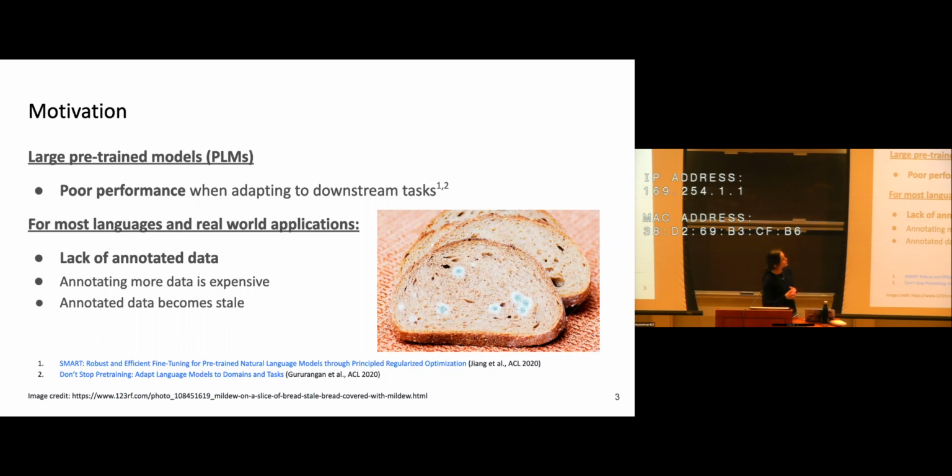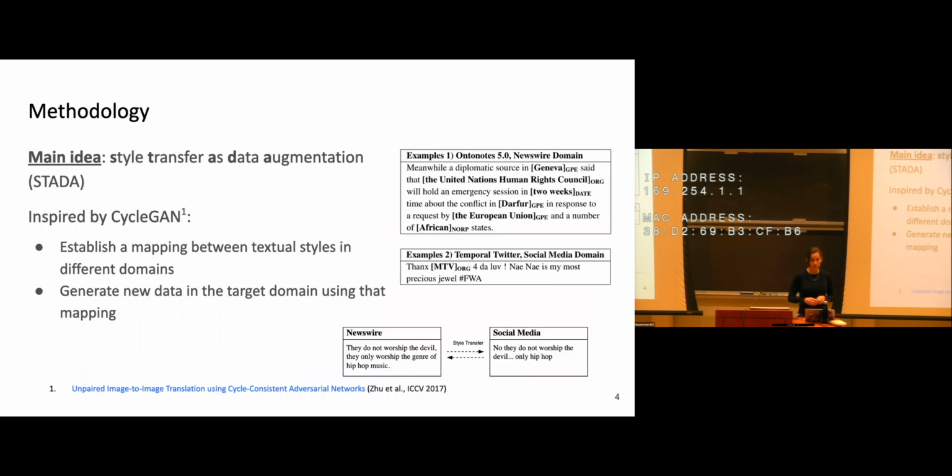For most languages and real world applications, we really find the need of annotating data so that we can get better performance. But annotating data is expensive, and it becomes stale very quickly, right? A real system, for example, needs to be updated every so often so that the model keeps performing. So this need for labeled data is a huge bottleneck. How do we do better? Can we do automatic data augmentation? That's what we try to do.